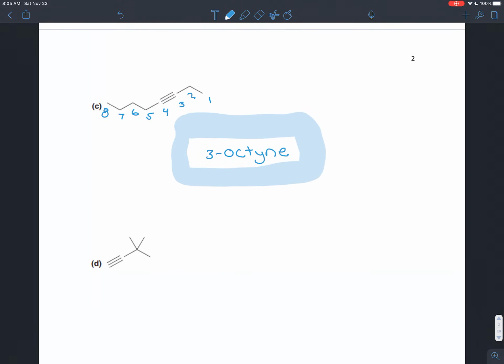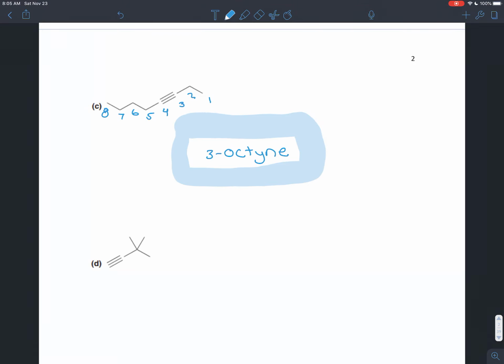And then D. So here we have branches, so we want to find the parent chain. The parent chain is the longest chain you can find without going backwards or lifting up your pencil. That includes the triple bond. It has to include the triple bond. Even if it's not the longest chain overall, it's the longest chain that includes the triple bond. That's the parent.